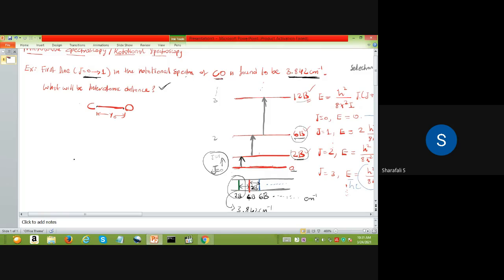So in that case, what we have to do is substitute 2B equal to 3.842, because you have this 2B value here. Correspondingly, we are getting this 3.842. So 2B will be equal to 3.842. Then B will be equal to 3.842 divided by 2. Okay, so that will be 1.921.